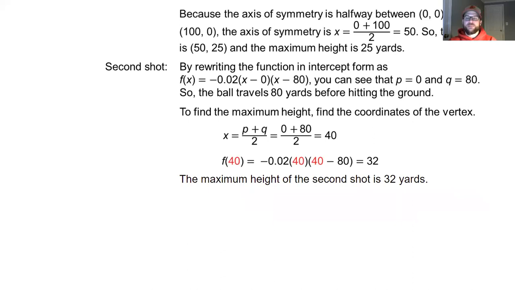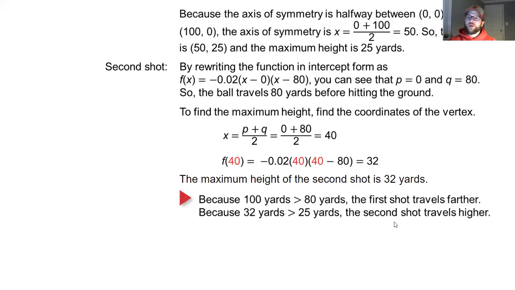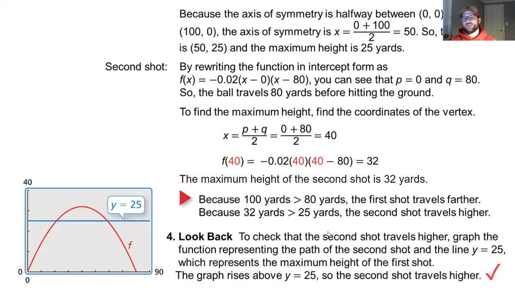The maximum height: if you find the average between 0 and 80, divide by 2, you get 40 for your x value, and then we have to plug that back into the function. So multiply by 40, take 40 minus 80, and you get 32 for the height of the second shot in that function. Because 100 yards in that first graph picture was further than 80, your first shot travels further, but the second shot has a maximum value of 32, which is more than the maximum value of 25 in the picture. So the second shot traveled higher.